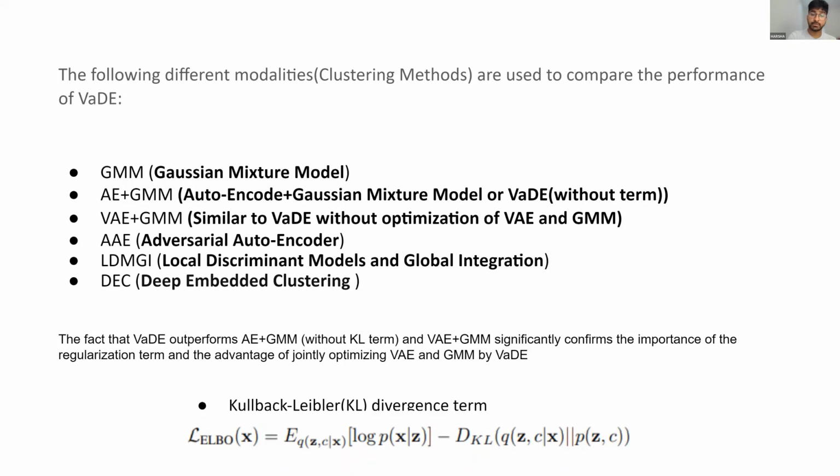So this is the lower bound equation. The left portion of the equation represents the reconstruction term, and the right portion is the regularization, the KL divergence term. So the AE plus GMM doesn't have the regularization, the divergence term, and in VAE plus GMM, the regularization term is not properly optimized. That's what this slide is about. Next slide, please.